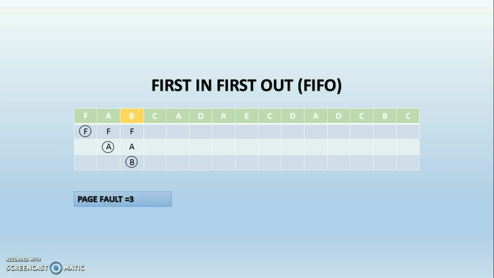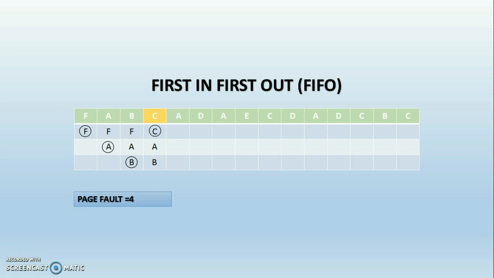Next, page C is needed. The main memory has no more free frames, so we need to select a victim. The victim must be the first data that came in, or the oldest one. Since page F is the first data that came in, we replace page F with page C, and then a page fault occurs.